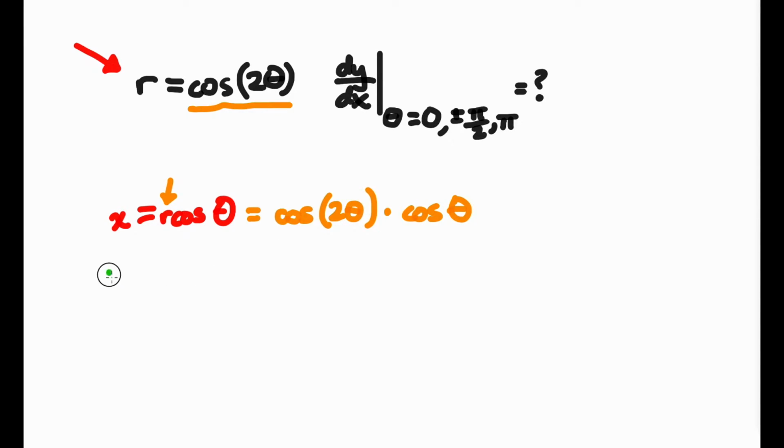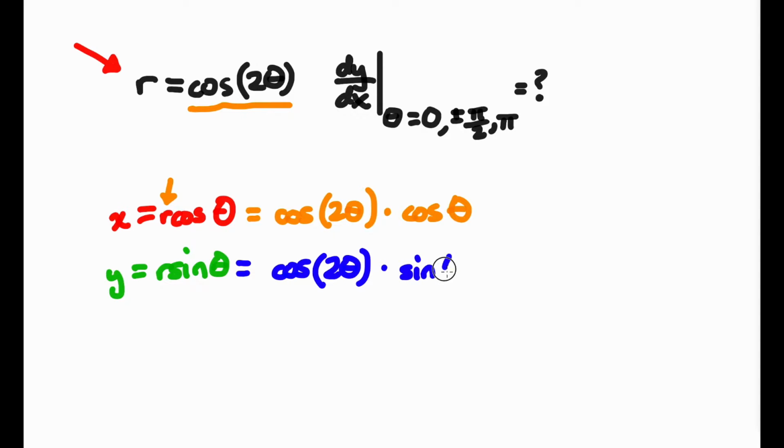Okay, and then you do the same thing with the y. The y is going to be equal to r sine theta. Again, that should be a review. And then from here, we're going to substitute our r in again for cosine 2 theta, and then we're going to multiply it by sine theta.